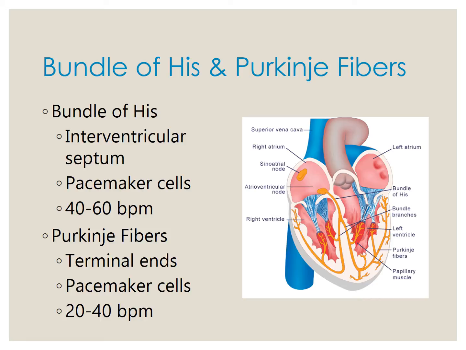Then moving down from the bundle of His and right and left bundle branches, you have your Purkinje fibers, and these are the terminal ends of the bundle branches. If you look up on the slide here, you can see how the bundle of His splits off into the right and left bundle branches, and then it goes down through the Purkinje fibers. The Purkinje fibers are the third and final pacemaker site. These pace at a rate of 20 to 40 beats per minute. So this is like our third backup for our heart to help contract and get blood throughout the system.